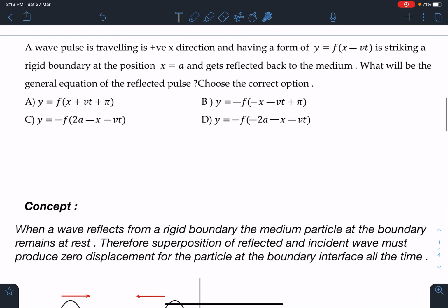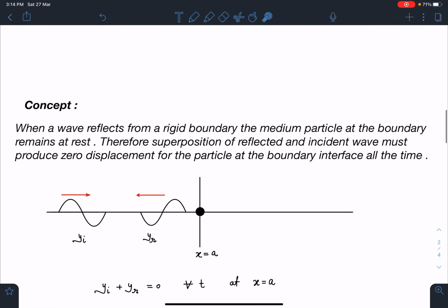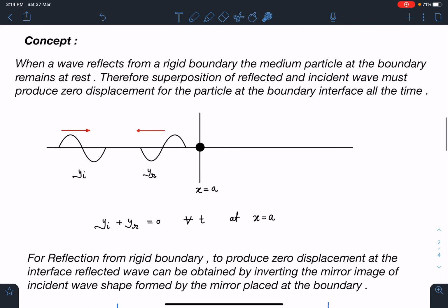So here is the statement of this problem. A wave pulse traveling in the positive x direction and having the form y equals f of x minus vt is striking a rigid boundary at the position x equal to a and gets reflected back into the medium. What will be the general equation of the reflected pulse? Choose the correct option. There are four options given. In options A and B you can see a phase change of pi, and in C and D some other functional form is given. So let's discuss this problem and concept here.